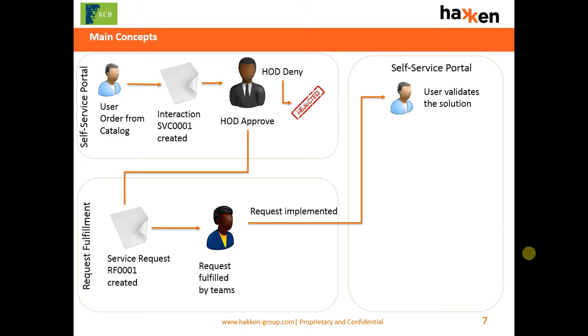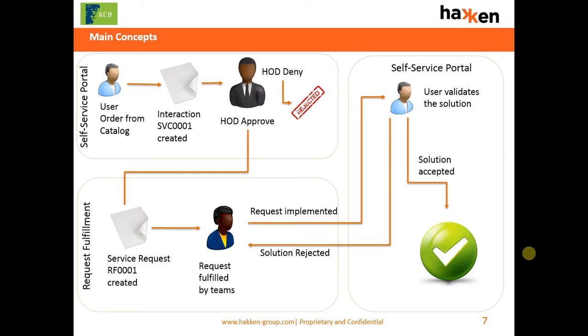The operator implemented or fulfilled the request. The end user will check if everything is okay, and he has three options here. To deny, he can deny the solution in cases like, for example, when the end user ordered a new email account, the operator created that email account, and the end user tries to access that email account, but it's not possible. In that case, he will deny the solution, so the operator needs to redo the implementation or the fulfillment of that request. If everything is okay, then the end user will accept the solution and the record will be closed.